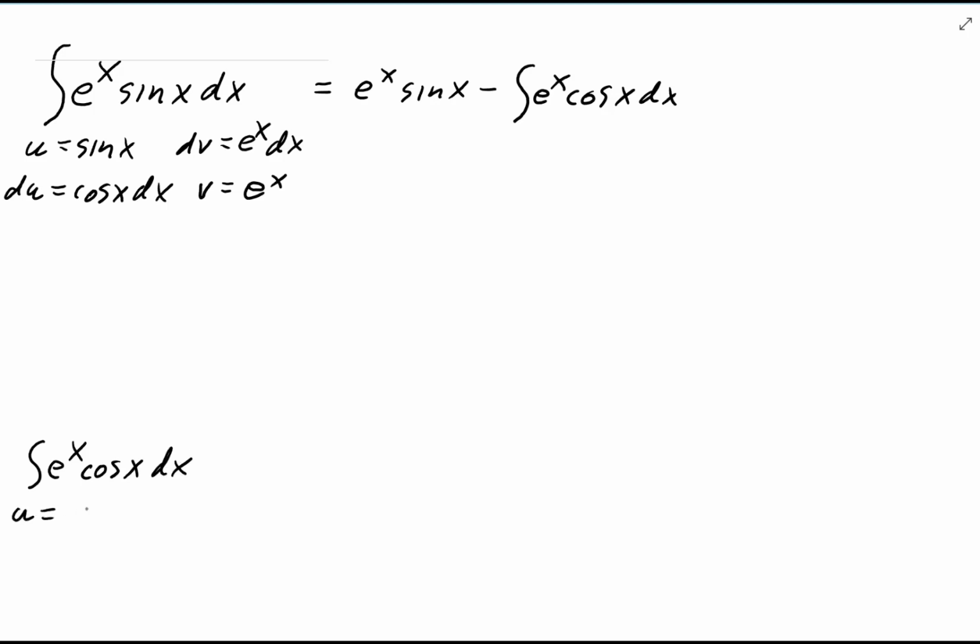Okay, we're going to let u be the cosine of x and dv be e to the x dx. du is the negative sine of x and v is e to the x.